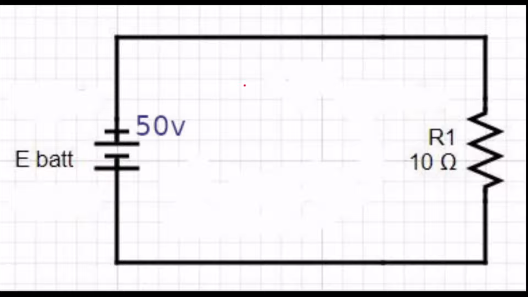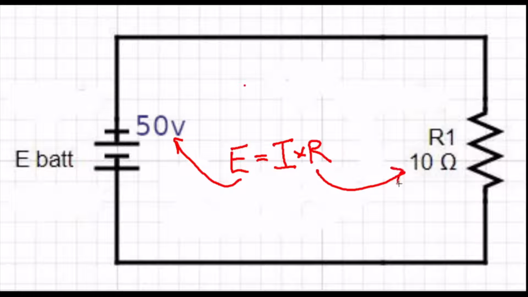We have a resistor, R1, a 10 ohm resistor. We have a power source, which is a 50 volt battery. So let's go ahead and review the equation. As you know, the equation is E equals IR, where we have E being the voltage. Amperage is what we're going to be looking for, and we know the resistance is this R1 resistor at 10 ohms.